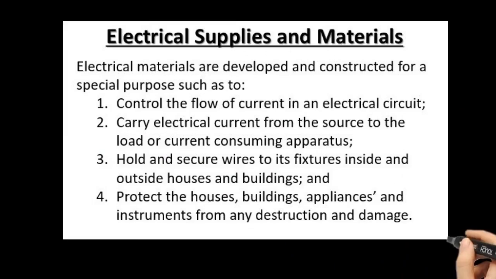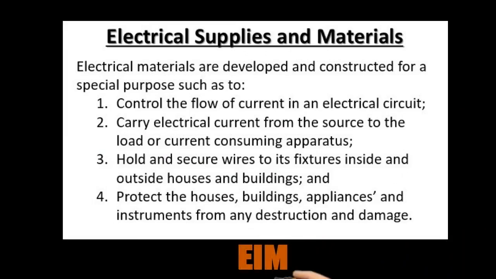Electrical supplies and materials. Electrical materials are developed and constructed for a special purpose such as: Number 1, to control the flow of current in an electrical circuit. Number 2, to carry electrical current from the source to the load or current-consuming apparatus. Number 3, to hold and secure wires to its fixtures inside and outside houses and buildings. And to protect the houses, buildings, appliances and instruments from any destruction and damage.